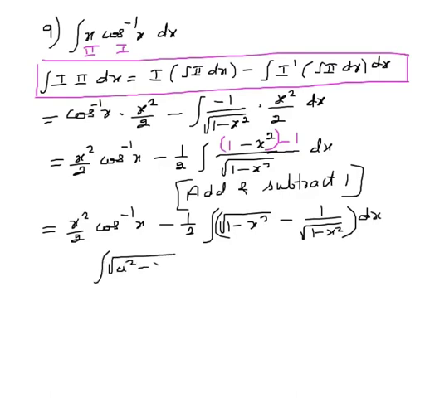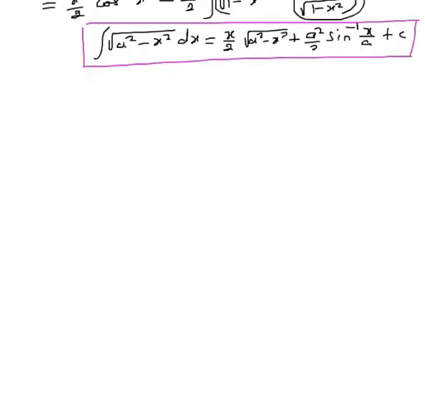Let us use this formula. I told you that this formula is given in the next exercise, which is x by 2 root of a square minus x square plus a square by 2 sine inverse of x by a and plus c. This formula can be written in terms of cos inverse also, but you will have minus sign here. If we write the formula in terms of cos inverse, it will be x by 2 root of a square minus x square minus a square by 2 cos inverse of x by a.